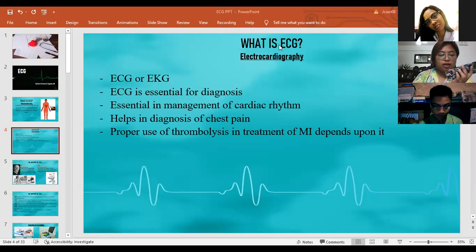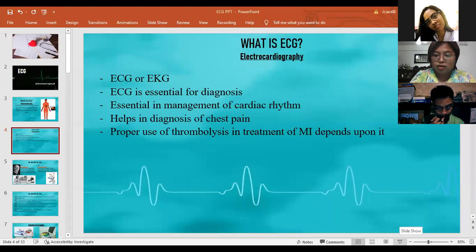Nakalagay doon normal sinus rhythm. Malalaman naman ng doktor sa itsura ng kanyang ECG. Sa akin kasi hindi siya normal, pero lumabas sa ECG na normal. So, kailangan double check po mismo ng doktor. Proper use of thrombolysis in treatment of MI depends upon it, sabi niya.